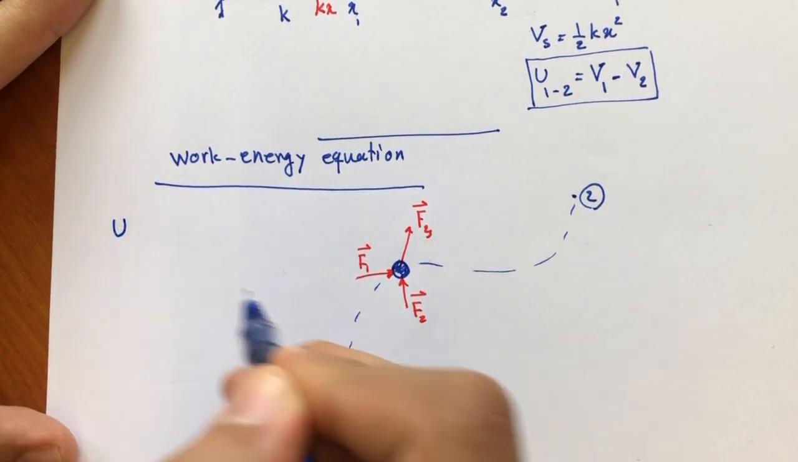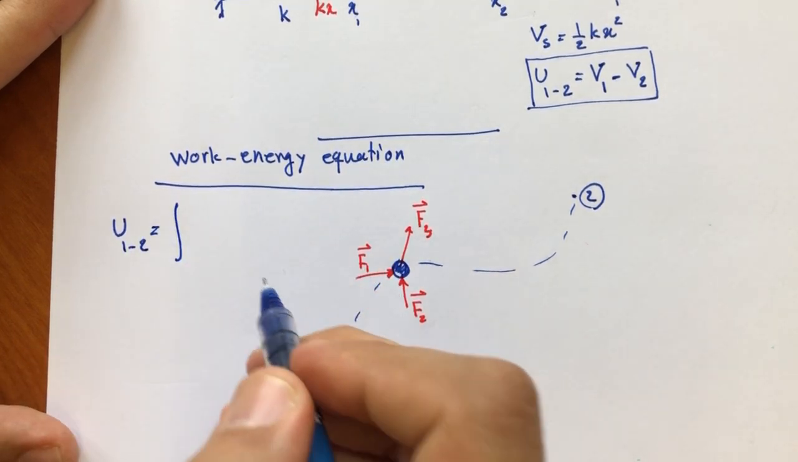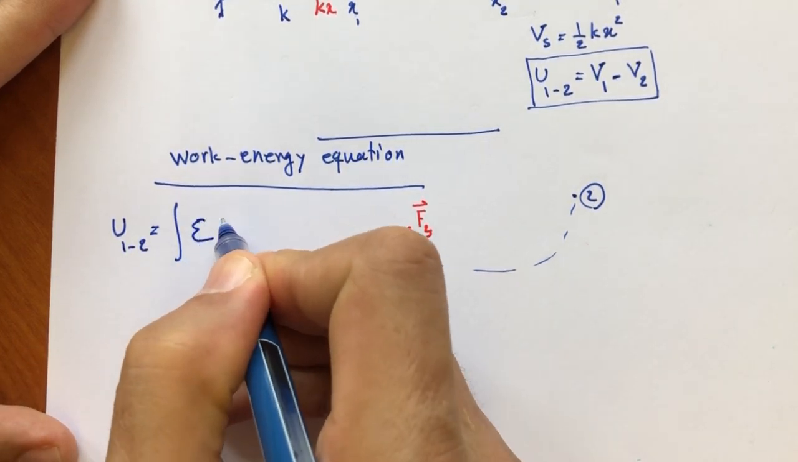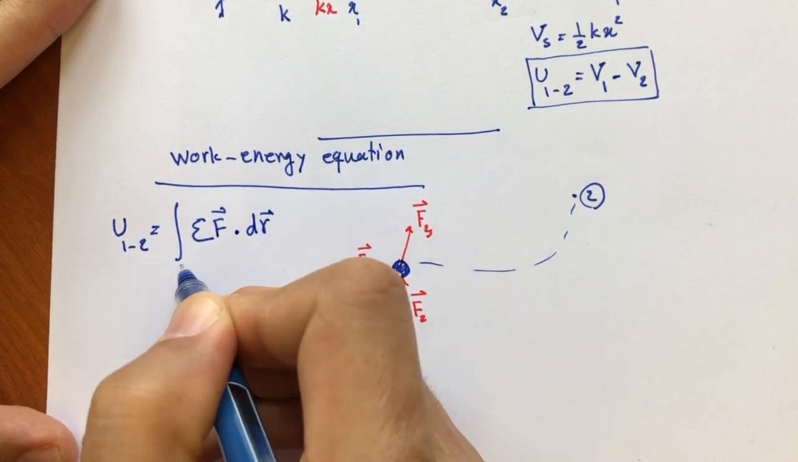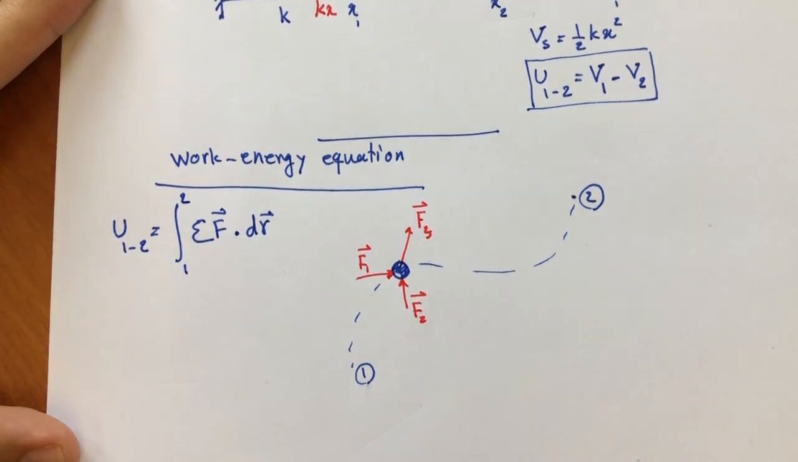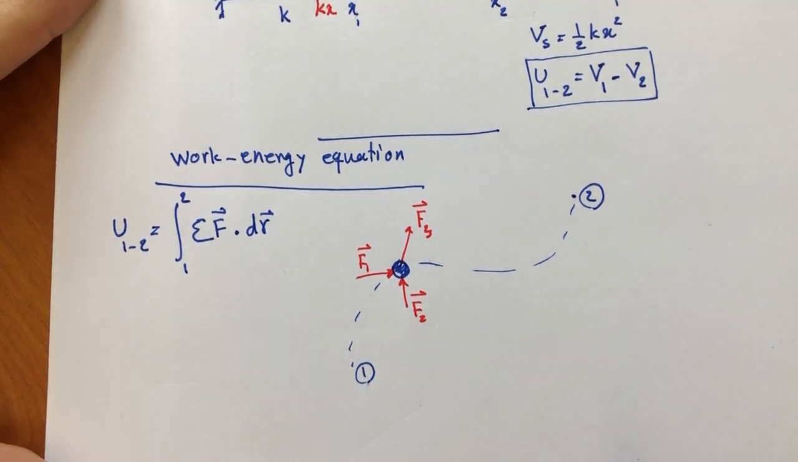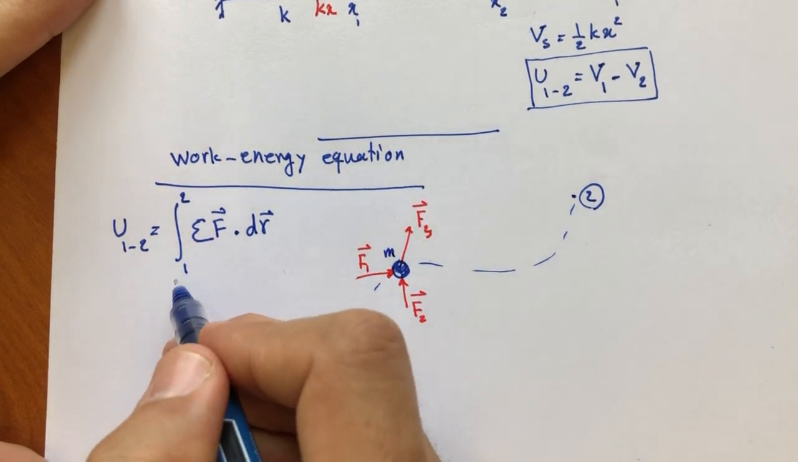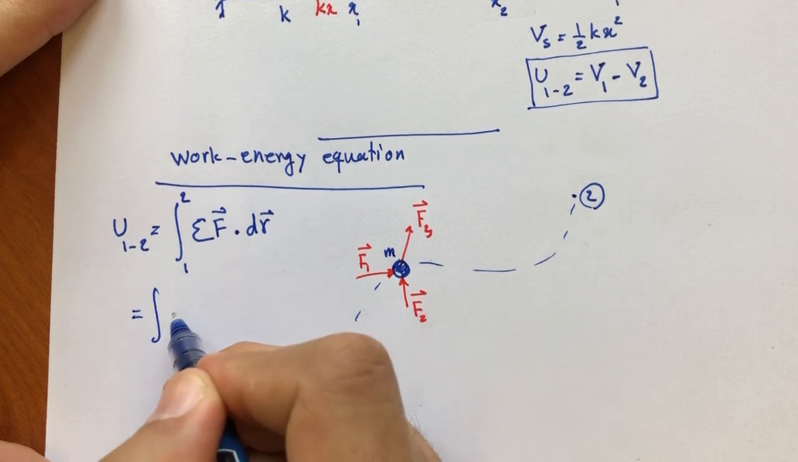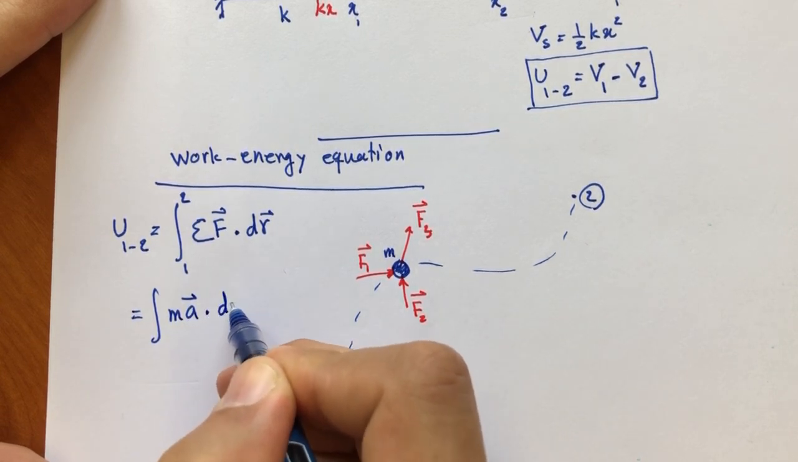So the work of all the forces from 1 to 2 is going to be equal to the integral of the sum of all the forces dot dr, the displacement from 1 to 2. But we know the sum of the forces, based on Newton's equation, is mass times acceleration. Let's say the mass is m. So this is going to be equal to mass times acceleration times dr.